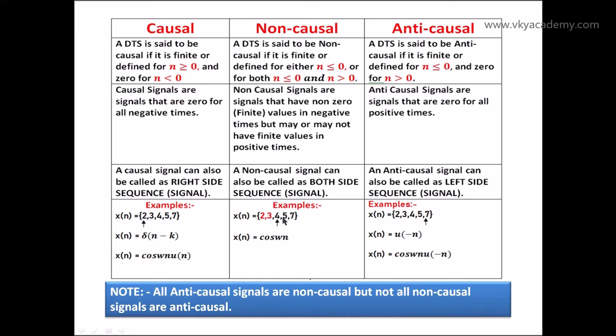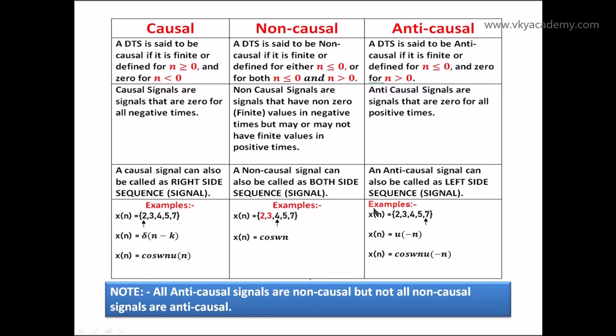Now look here, under the non-causal, x of n equal to 2, 3, 4, 5, 7, and here we have an arrow mark or pointer under 4. So we have some samples on the left side of the origin as well as on the right side of the origin. That is why this particular signal is called a non-causal signal.